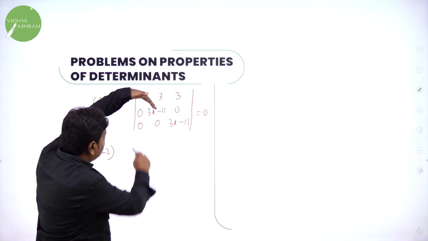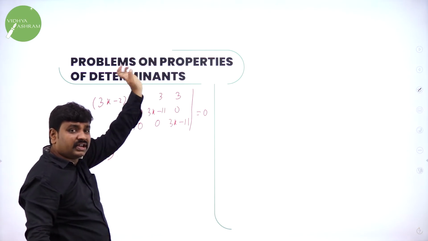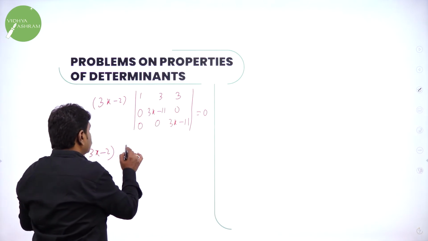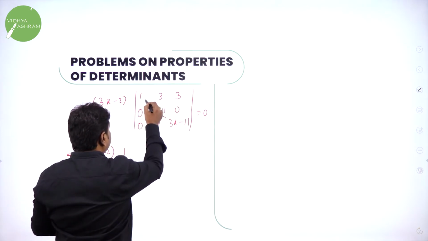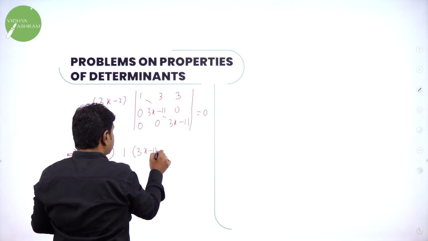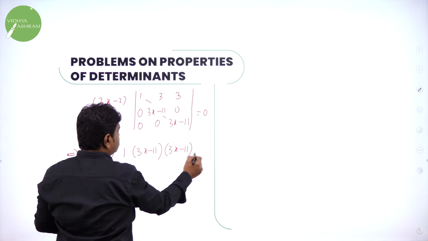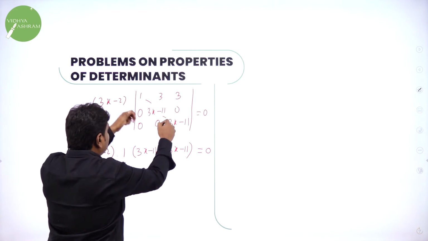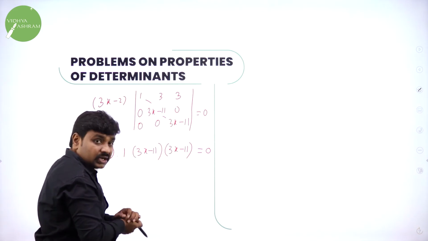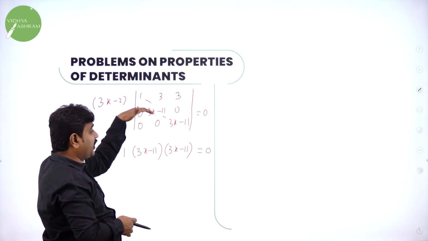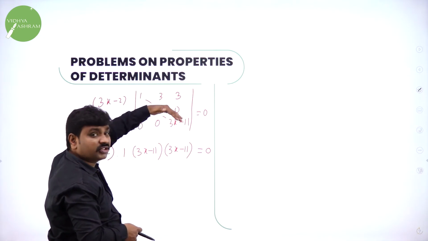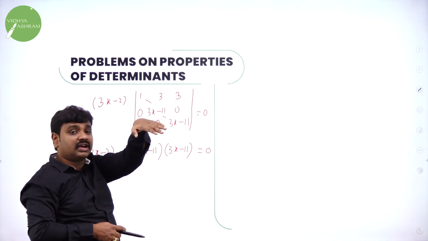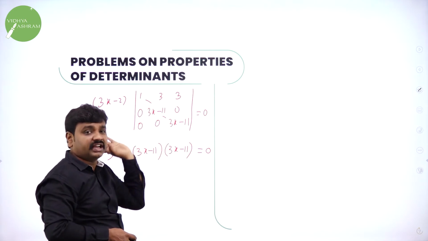Expansion is simple. Below the diagonal all are zeros. Below the diagonal or above the diagonal, if all the elements are zeros, then the value of the determinant is the product of diagonals. If you expand, you will get the same. By expanding 1 into these two, you will get 1 into 3x minus 11 into 3x minus 11, that's it, is equal to 0. I am repeating, you expand this, 1 into this minus 0. A simple hint I am giving you: by expanding you will get only the product of diagonal elements, because below the diagonal all are zeros. Remember, if below the diagonal all are zeros or above the diagonal all are zeros, then the value of the determinant is the product of the diagonal elements.